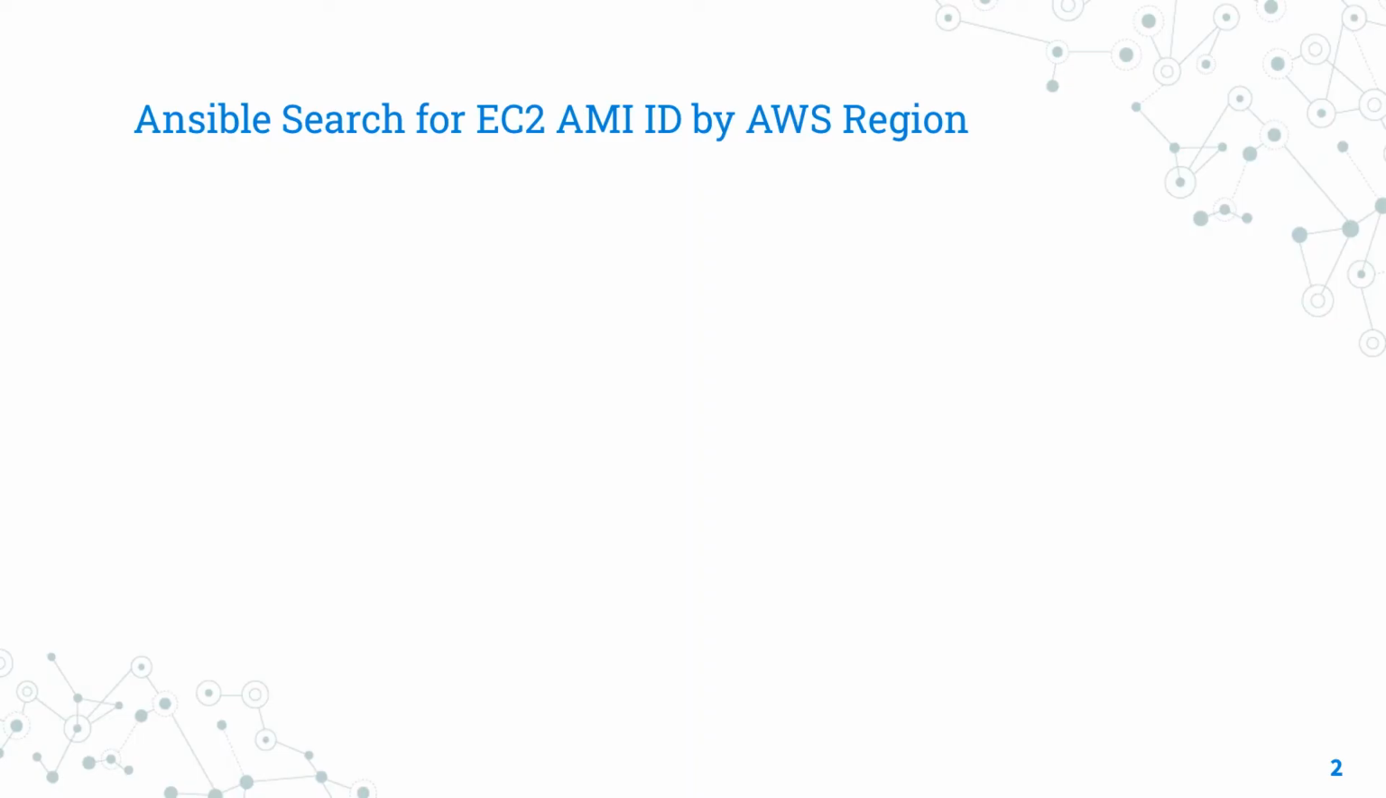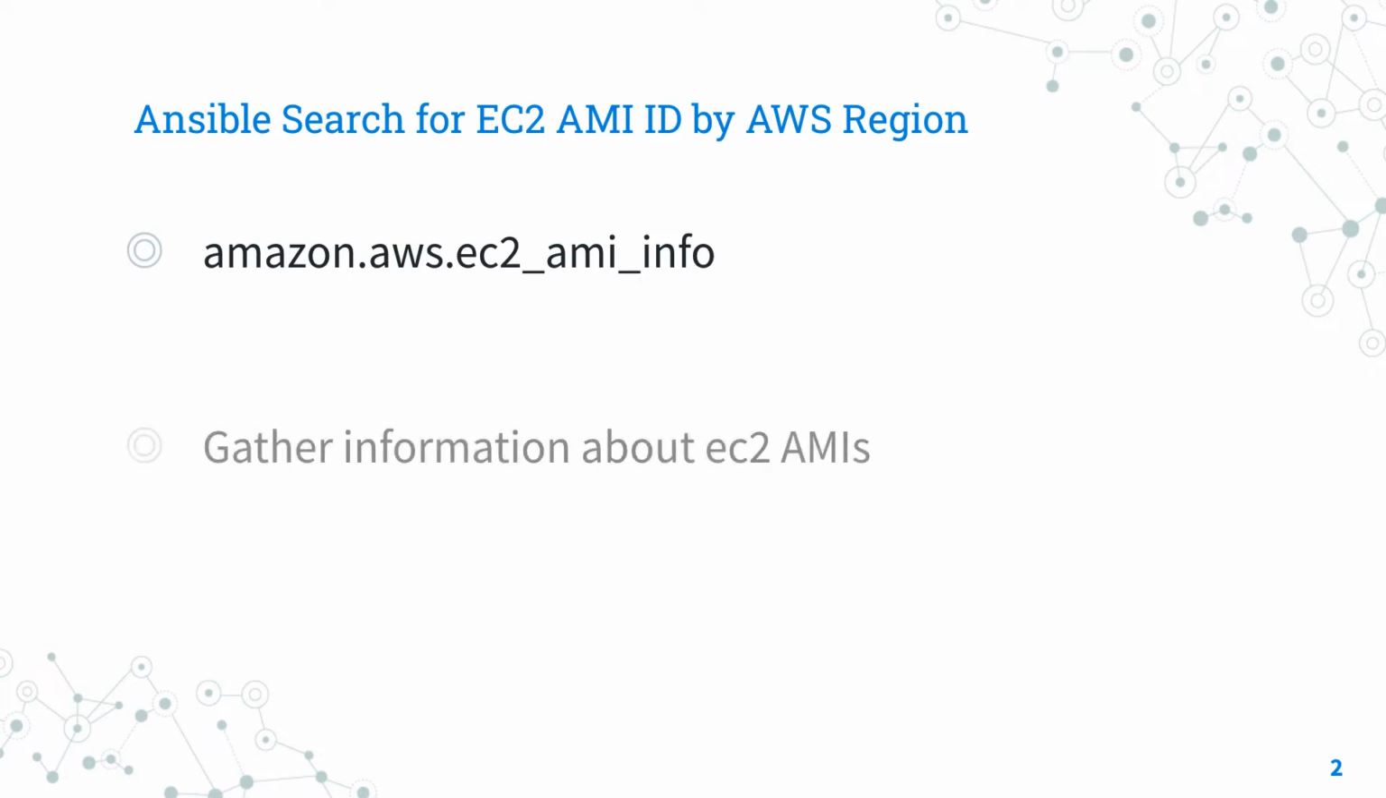Let's talk about the Ansible module ec2_ami_info. The full name is amazon.aws.ec2_ami_info, which means that it's part of a collection of modules to interact with Amazon Web Services, AWS. The module's purpose is to gather information about EC2 AMIs.